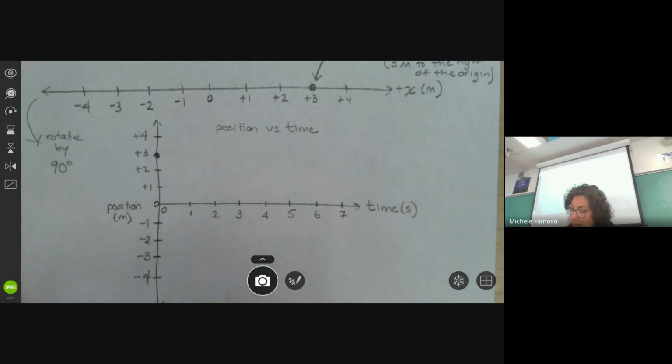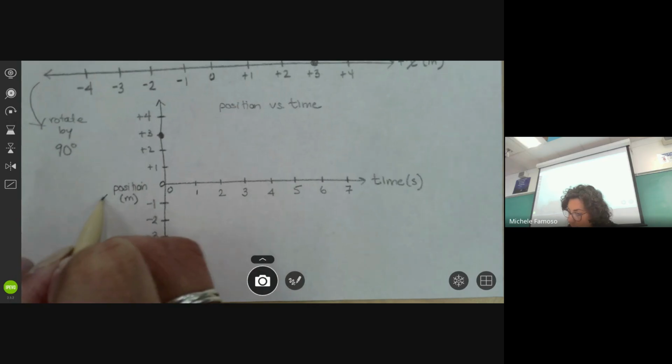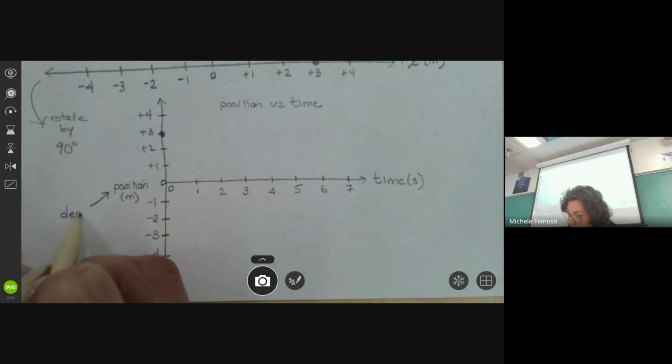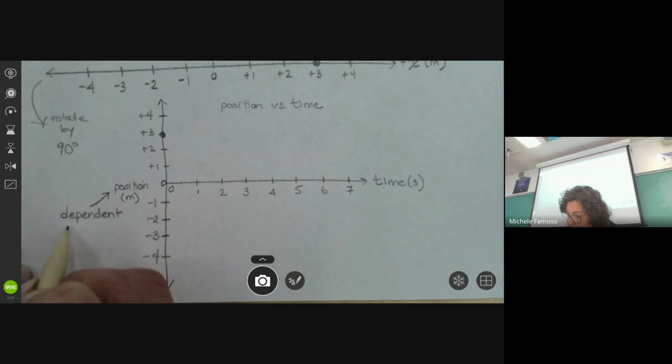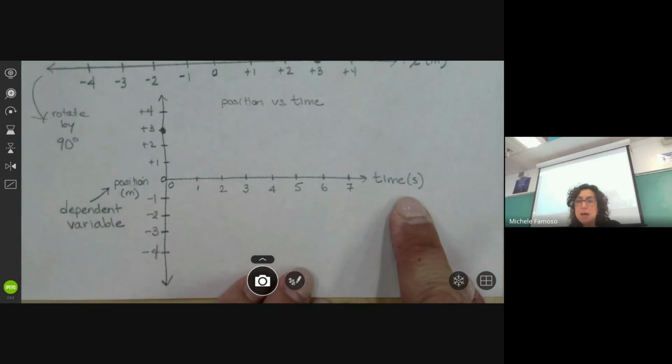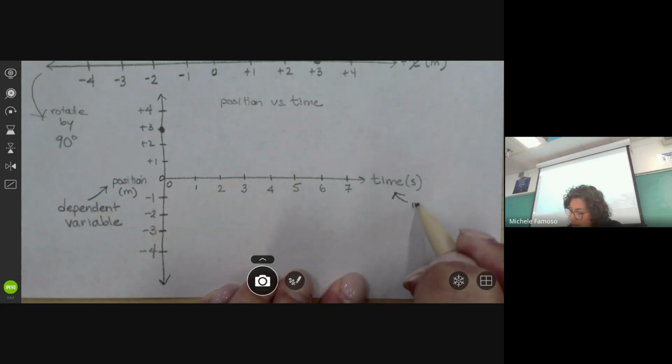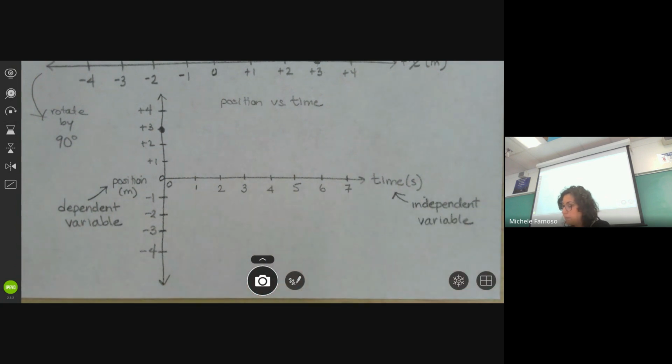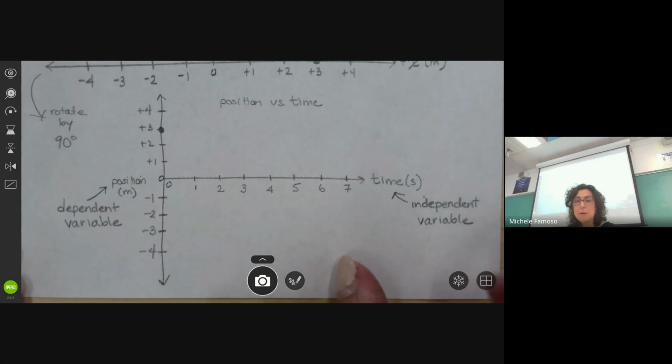All right, let's name these variables. Since position is on the y-axis, that is our dependent variable. Since time is on the x-axis, that is our independent variable. So far, so good? Okay. Then let's talk about some things that we can determine from this graph once I have multiple points on there.